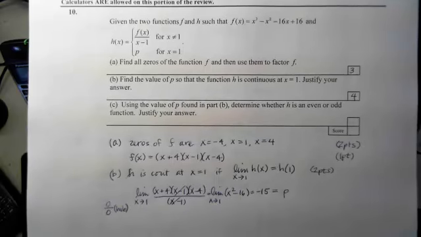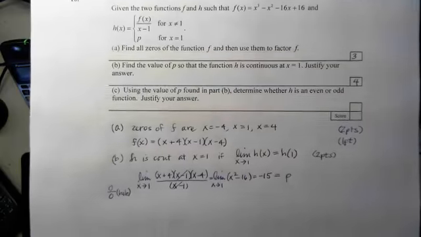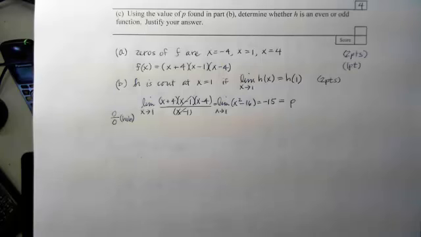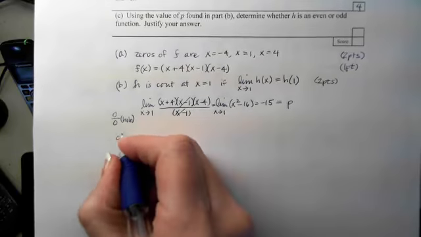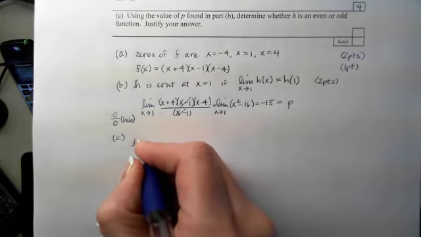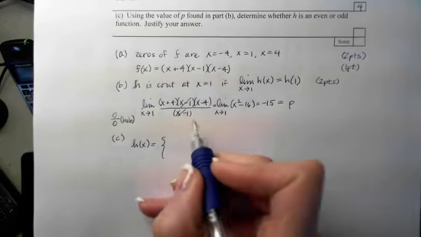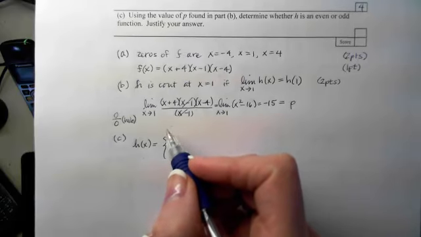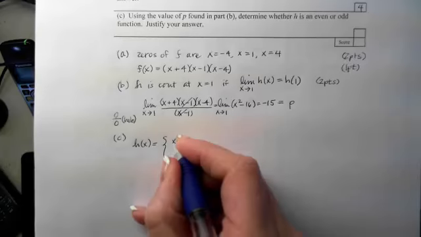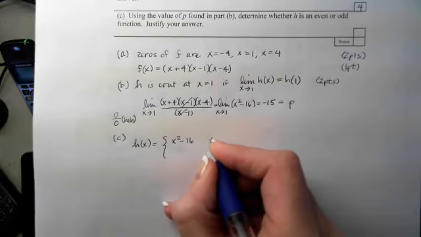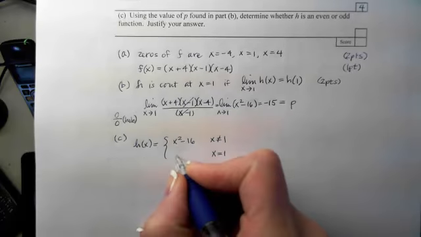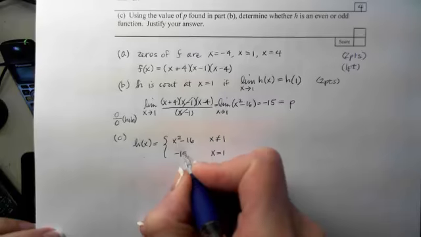So now I'm going to scroll this up, which might make it a little difficult to see the full problem. But part C is we now want to use that value of p to determine whether h is even or odd. So before I do that, I'm going to rewrite my h, because as long as x does not equal 1, the function's top branch, f of x over x minus 1, is going to be equivalent to x squared minus 16, as long as x does not equal 1. And when x does equal 1, well, that's when we get the negative 15 out.